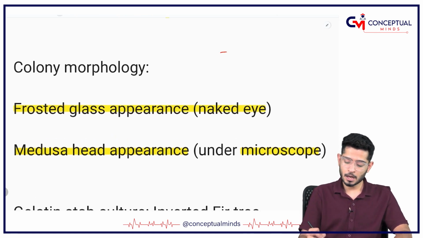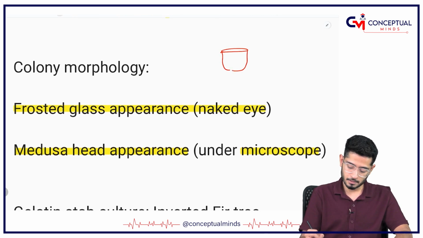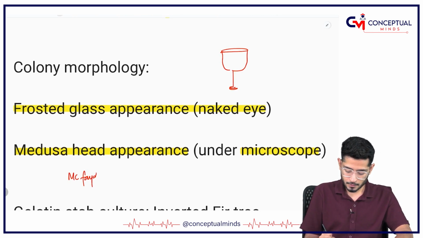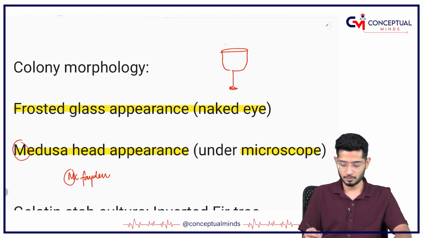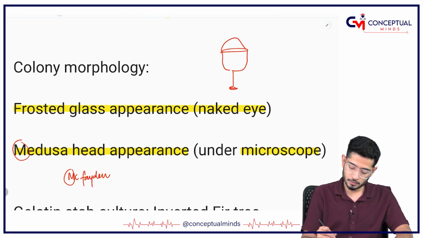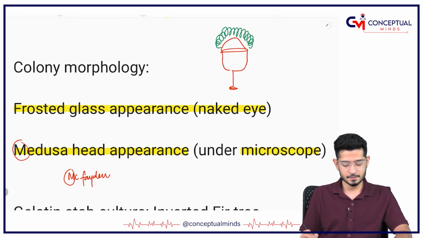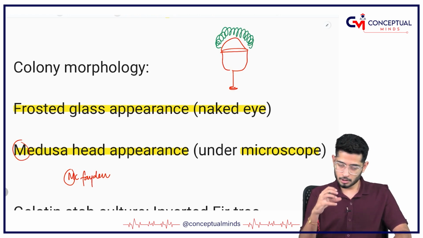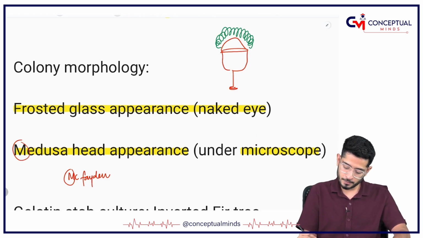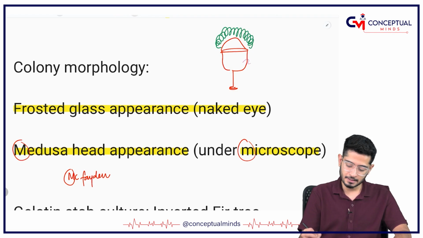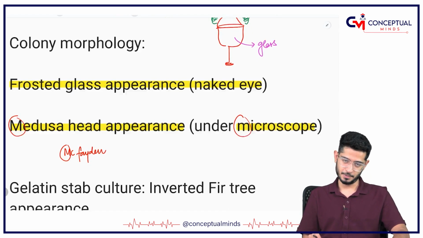So, how to remember this? Please remember, you remember McFadden reaction? So, with McFadden, M for McFadden, M for medusa head. This is a head of medusa which I am trying to show you, medusa head appearance. But if you see with microscopy, M for microscopy, it is medusa head. Otherwise, it is just a glass, and which glass? It is a frosted glass appearance.